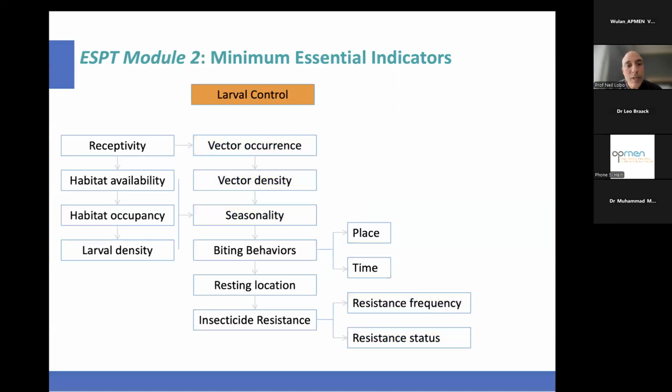And in the same way, if you look at larval control, the only thing we want to know is where are our larvae? Where are they so we can treat those sites? And if you collect that well enough, you can do all the others for no extra cost. And so that is a sort of simple way of looking at minimal essential indicators.